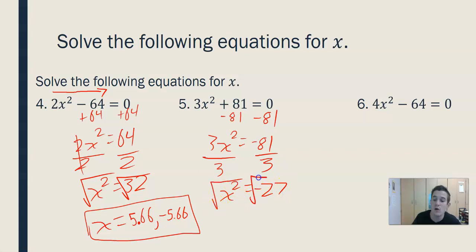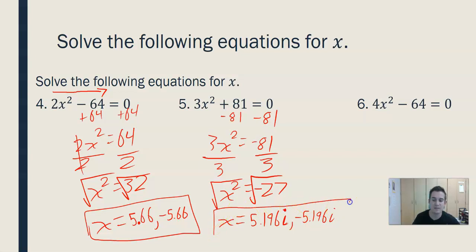Then I need to square root both sides. The square root of negative 27 is going to be 5.196i. Whenever I take the square root of a negative number, I basically just square root the regular number and put an i at the end. 5.196i and negative 5.196i. Those are my two solutions.